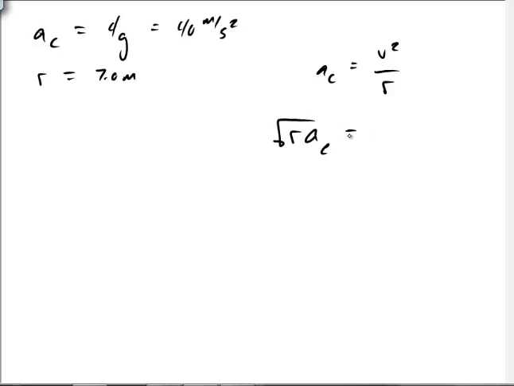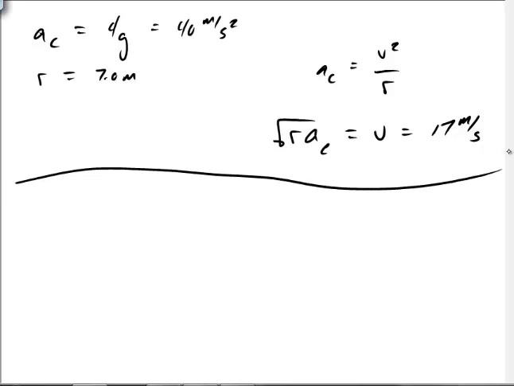R times AC, root of it all. So 7 times 40 is 280. Root of 280 is about 17 meters per second. So that would be the tightening velocity. You've got to lower the speed to get the same acceleration in the loop. And your equations predict that, by the way.